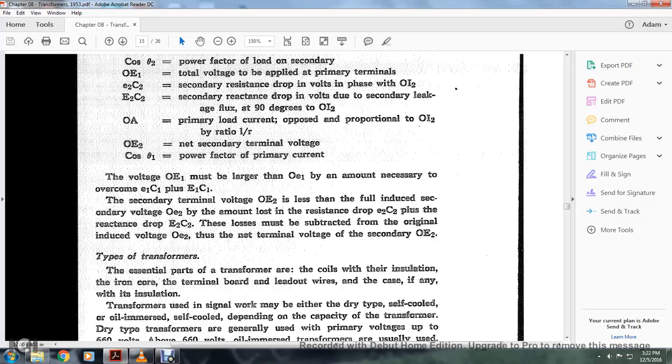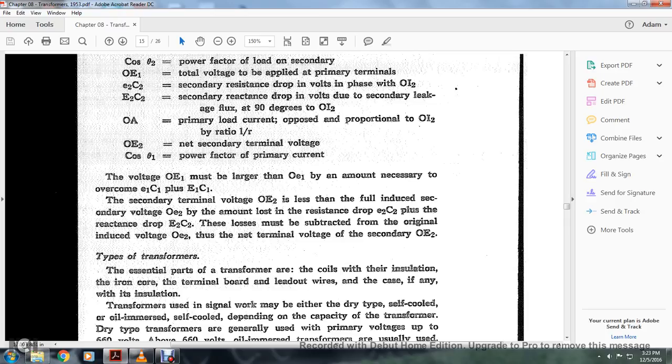E2C2 is the secondary resistance drop due to the secondary leakage flux, at 90 degrees to OI2. OA is the primary load current, opposed to and proportional to OI2 by the ratio 1 to R. OE2 is the secondary terminal voltage. Cosine O1 is the power factor of the primary current.